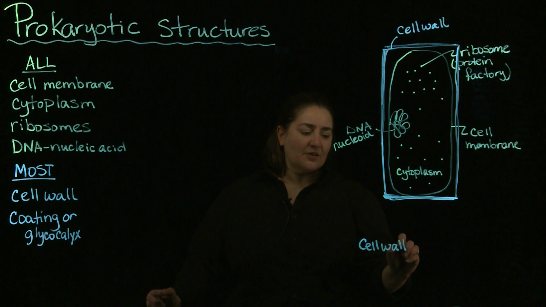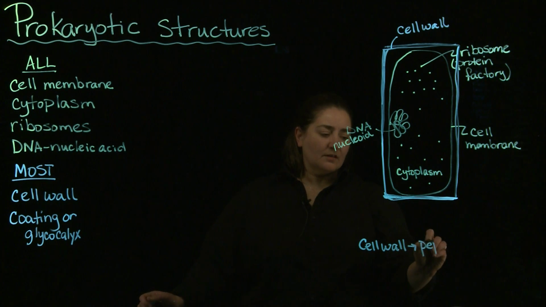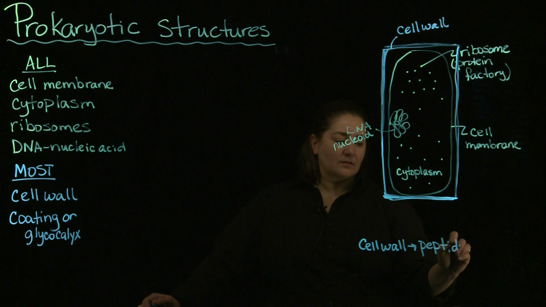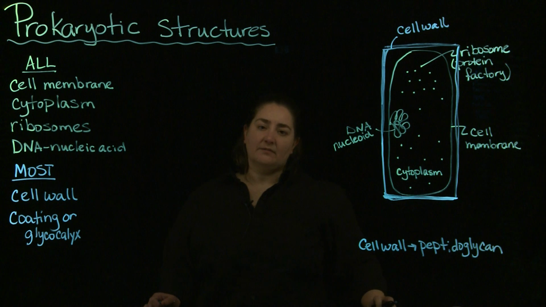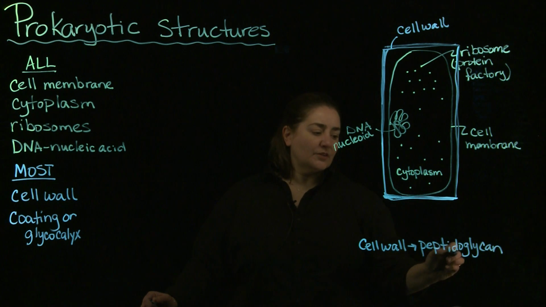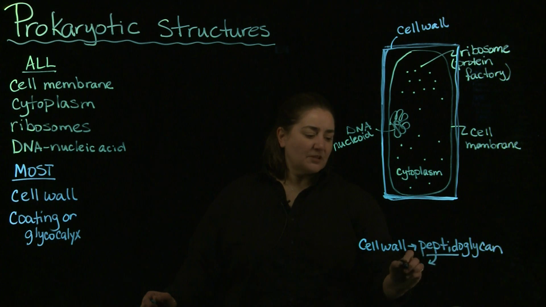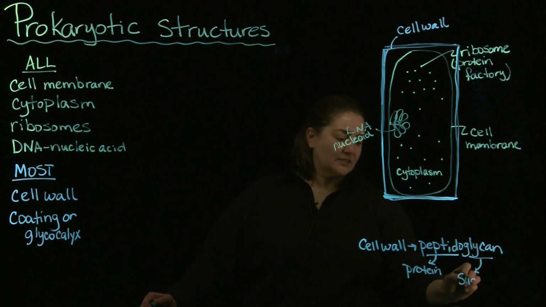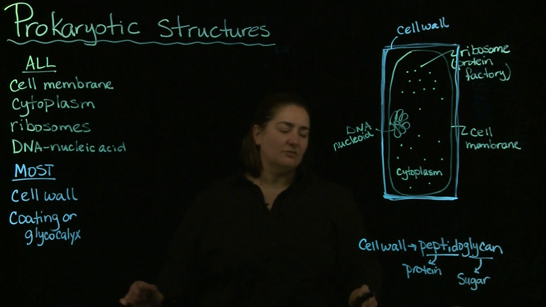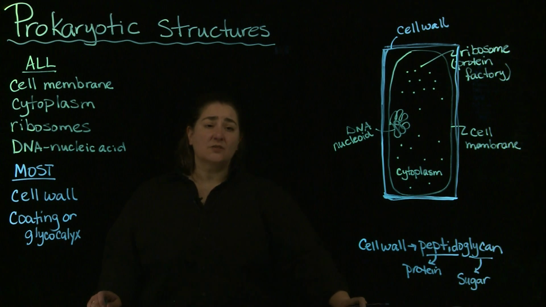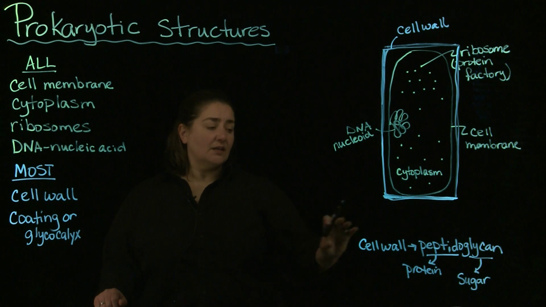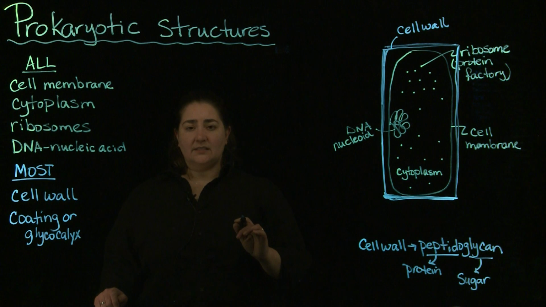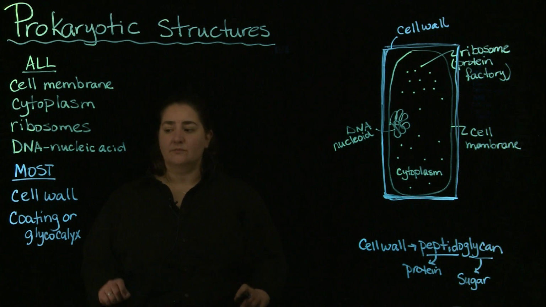But in terms of that cell wall, it's made up of a substance known as peptidoglycan. All right. Again, if we look at the words there, peptido, it's going to be made of protein. Glycan, it's going to be made of some sugars. Okay. So in terms of that bacterial cell wall, it's made up of peptidoglycan, and it's there to protect the bacteria. All right.